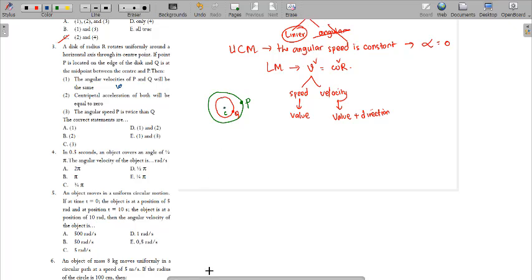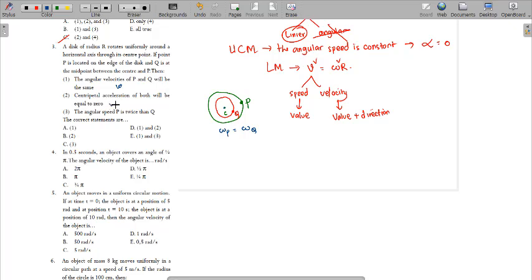In bahasa, satu poros. If Q moves one rotate, then P also moves one rotate. So omega P will equal omega Q. It doesn't matter how big the radius is, okay? Because it moves one rotate, Q and P also one rotate, so omega will be the same. Centripetal acceleration both will be 0.